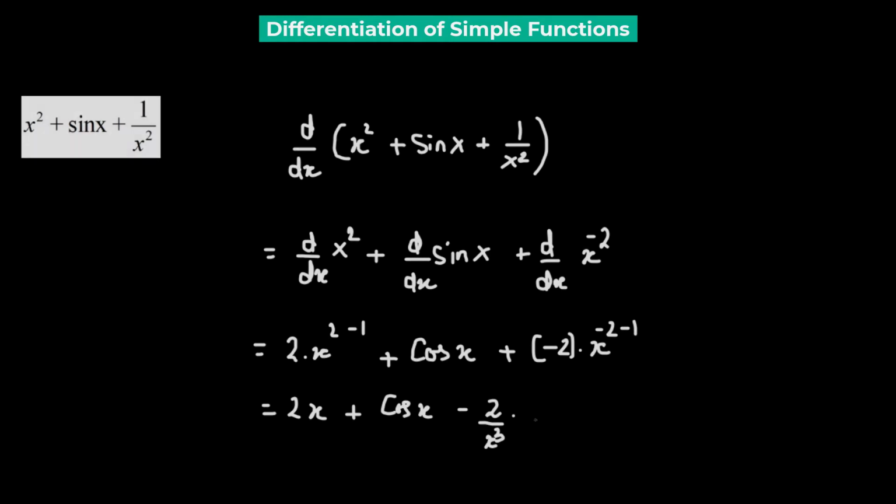Let us do another problem. So here we have the function ax squared plus bx plus c divided by square root of x. So we need to determine the derivative of the given function. What we're going to do is first separate the three terms in the numerator. So we'll have the derivative of a times x squared over square root of x.